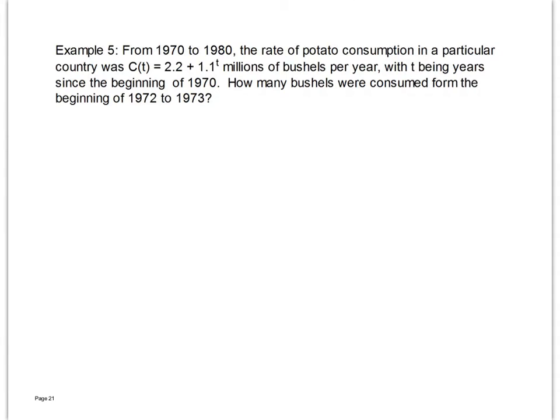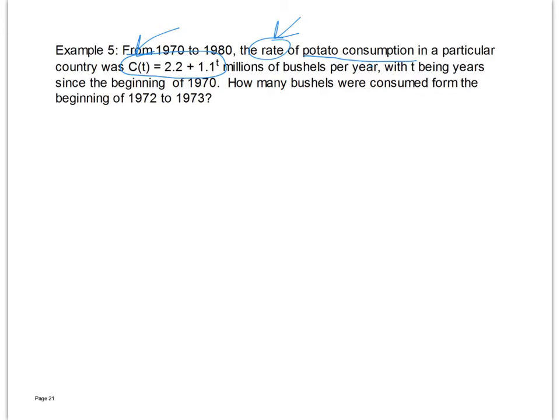So in this example, if we are talking from 1970 to 1980, the rate of potato consumption in a particular country was this function. Notice it's a capital C. Millions of bushels per year. Bushels per year. And it's a rate. They explicitly said it's a rate, but when they say bushels per year, that tells you it's a rate implicitly. It's implied. It's a rate because that's a rate unit.